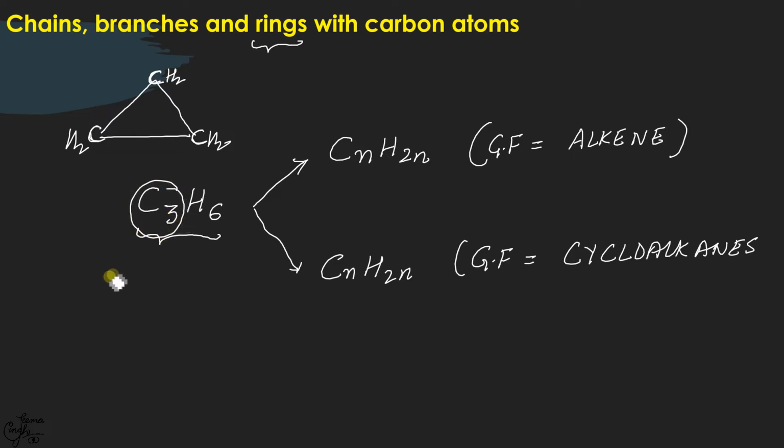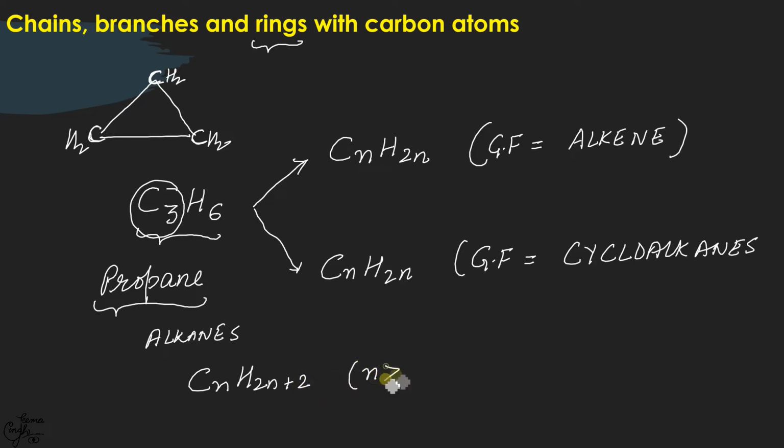Now look, C3. What is the word root for 3 carbon atoms? Prop. In this chain, you can only see carbon-carbon single bonds. So obviously, the suffix is propane. But you know that propane belongs to the family of alkanes. And alkanes have the general formula CnH2n plus 2, where n is greater than or equal to 1. So prop means 3 carbon atoms. So propane should have the formula C3H8. But I have the formula C3H6. Why? Because this is not propane.